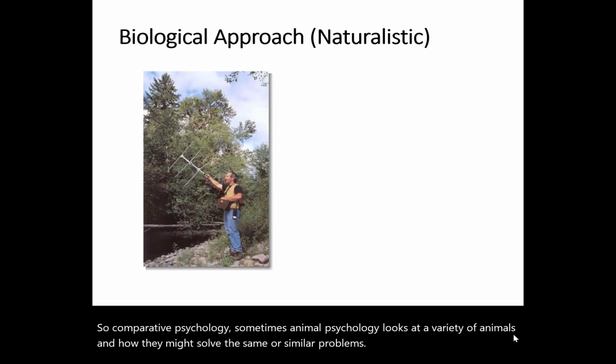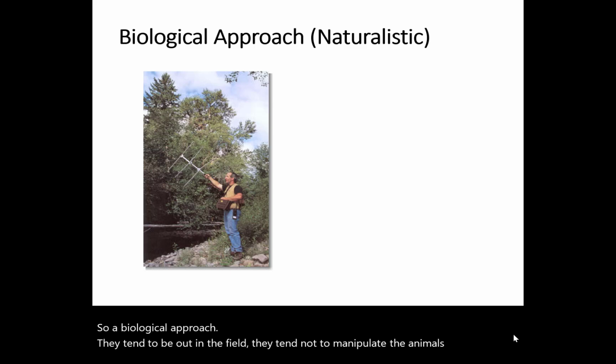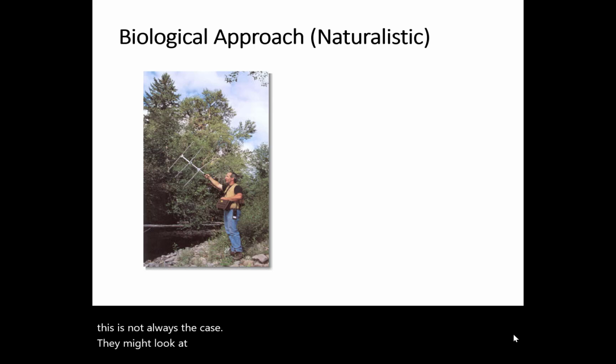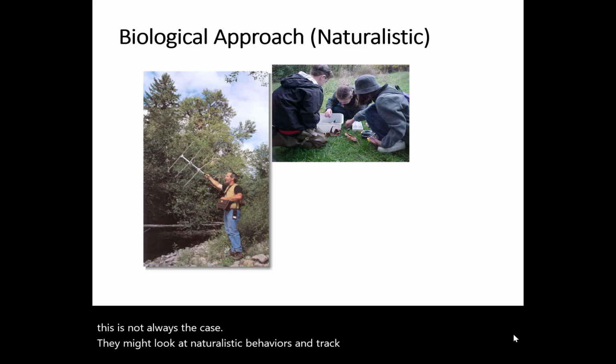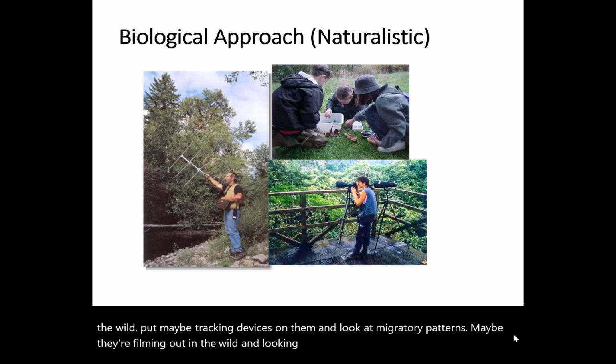So comparative psychology, sometimes animal psychology, looks at a variety of animals and how they might solve the same or similar problems. So a biological approach, they tend to be out in the field. They tend not to manipulate the animal's behavior, but this is not always the case. They might look at naturalistic behaviors and track the animals, observe the animals in the wild, put maybe tracking devices on them and look at migratory patterns. Maybe they're filming out in the wild and looking for natural behaviors.